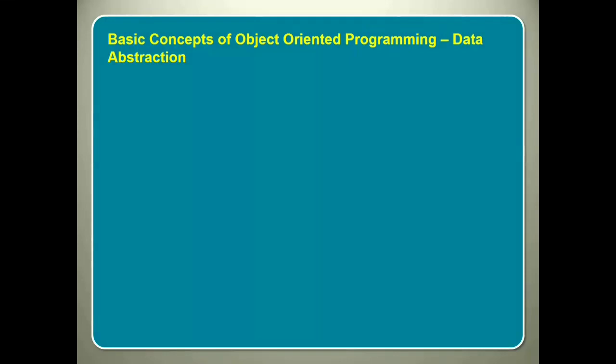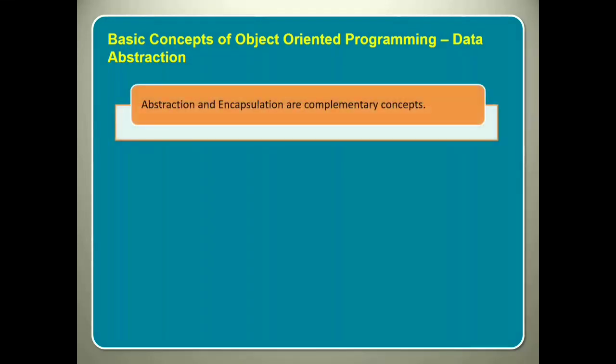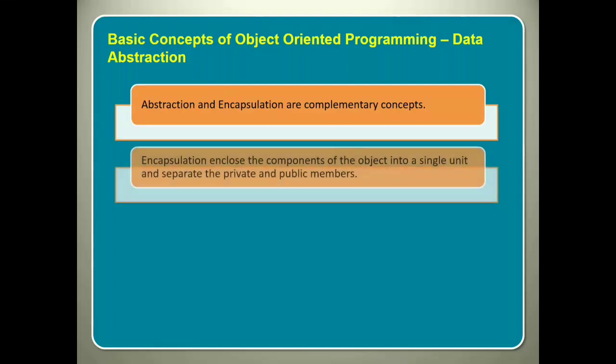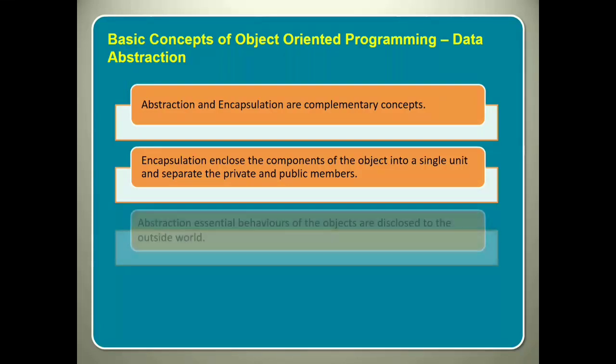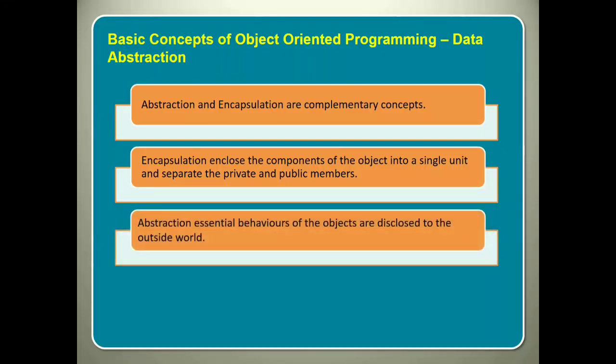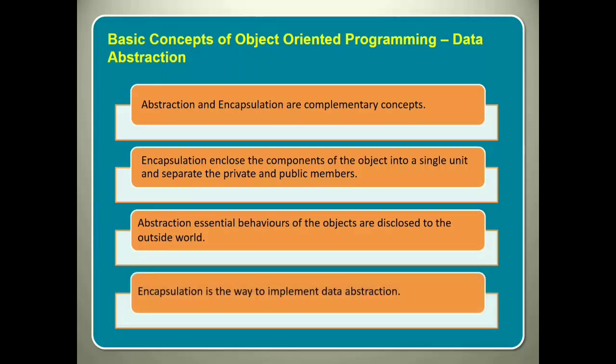You must also note that abstraction and encapsulation are complementary concepts. Encapsulation encloses the components of the object into a single unit and separates the private and public members. But through abstraction, essential behaviors of the objects are disclosed to the outside world. Thus, you can say that encapsulation is the way to implement data abstraction.